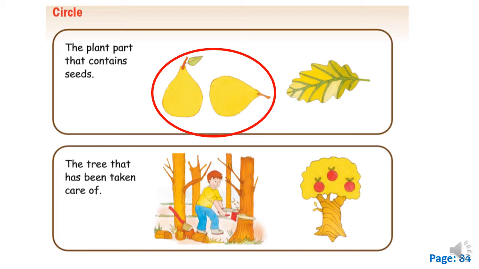The next part. The tree that has been taken care of. Which tree here is taken care of? The first one, the man who is cutting it, or the next one that is a grown one and fruits are found there. So which one is good and is taken care of? The next one with the fruits. Excellent. If I take care for the plant it will grow well and it will give us fruits. Excellent.